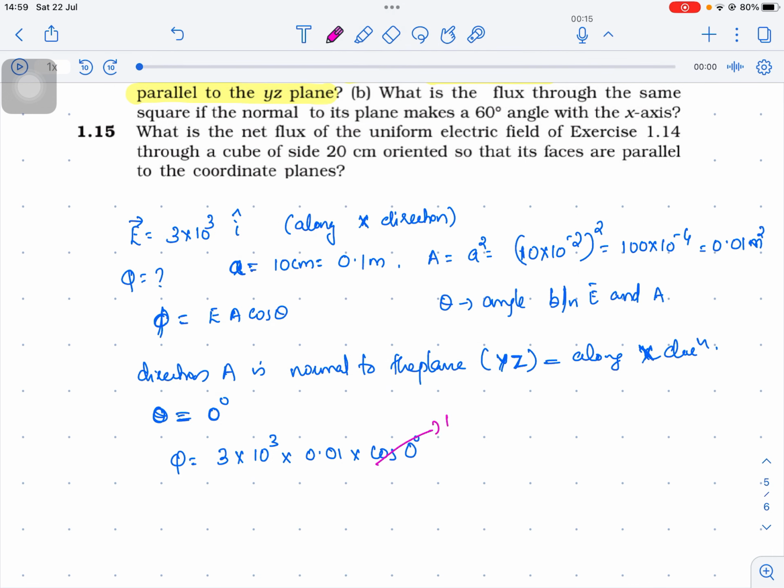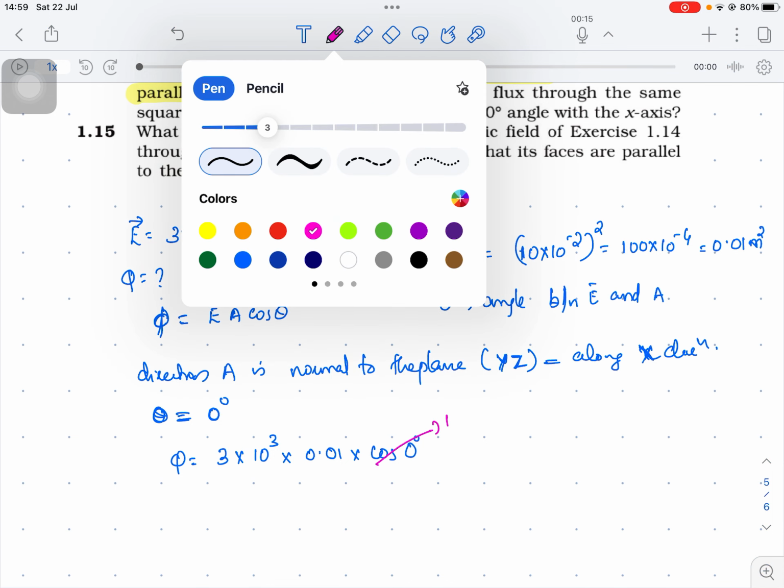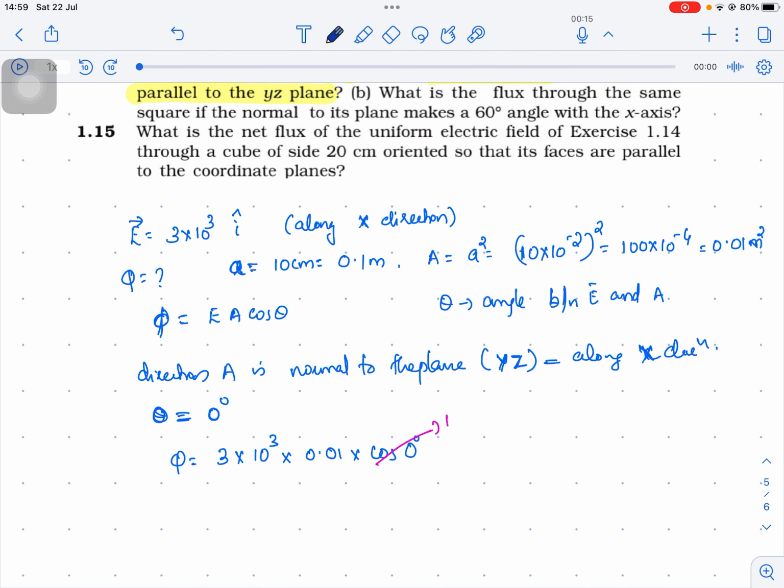So when you put these things in the solution, it will be equivalent to 3 into 10 to the power 3 into 0.01. That is 3 into 10 to the power 3, and 0.01 is equal to 10 to the power minus 2. That means 3 into 10, that is 30 will be the flux, and you have to write in proper units.